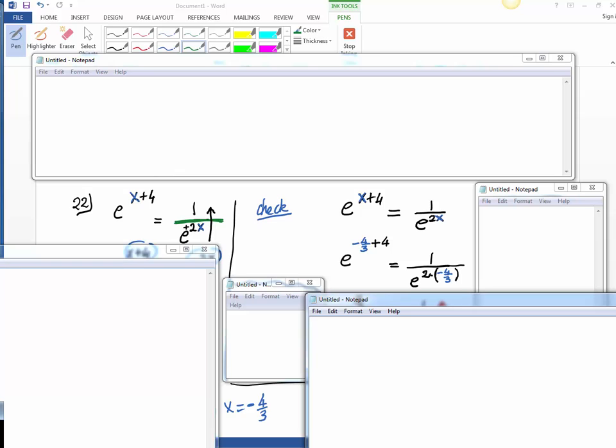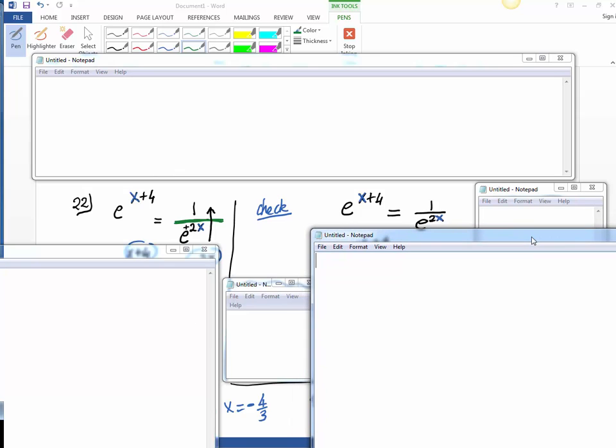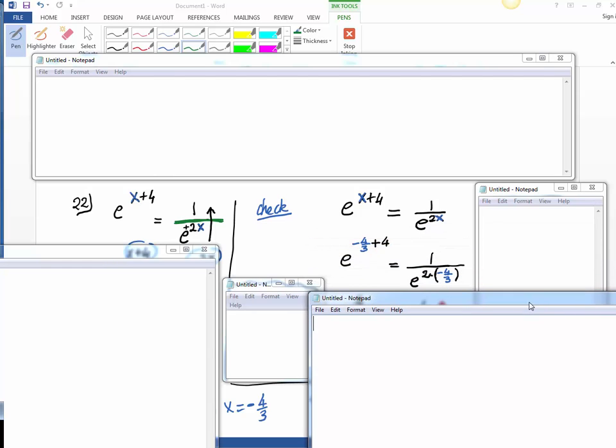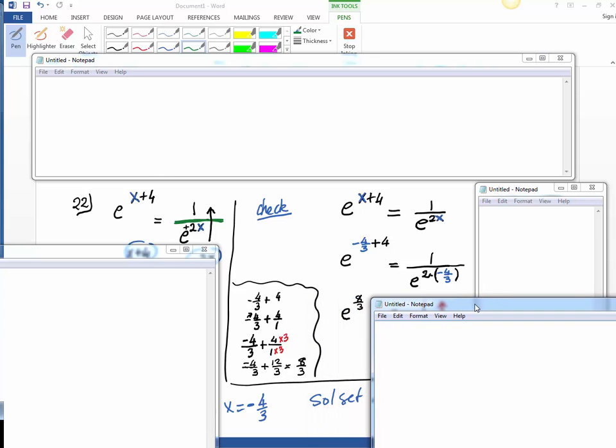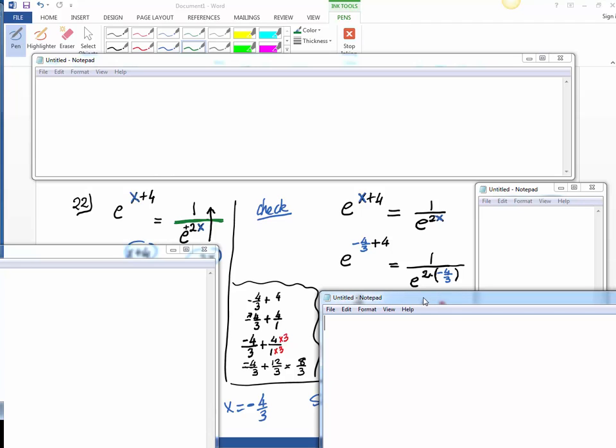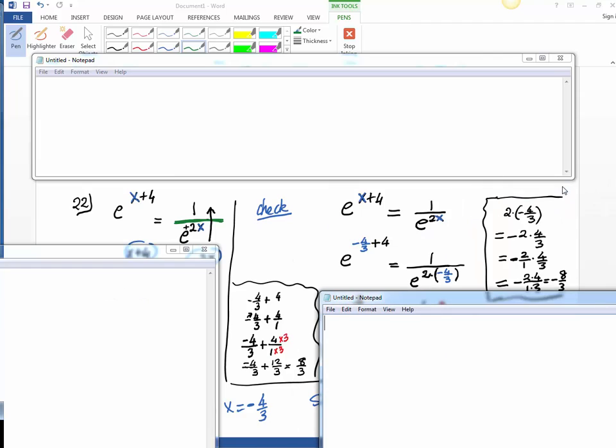Now if you replace x by negative 4/3, you get this on both sides. Okay, now to clean up the exponent which is on the left, which is negative 4/3 plus 4, you can do those steps which I have right here, and you get 8/3 for the left hand side, so it's e to the power 8/3. Now for the right hand side, if you wanted to clean up what's in the denominator, if you have a 2 times a negative 4/3 as an exponent on the e base, which is in the denominator, you get 2 times negative 4/3 is negative 2 times 4/3, which is negative 8/3.